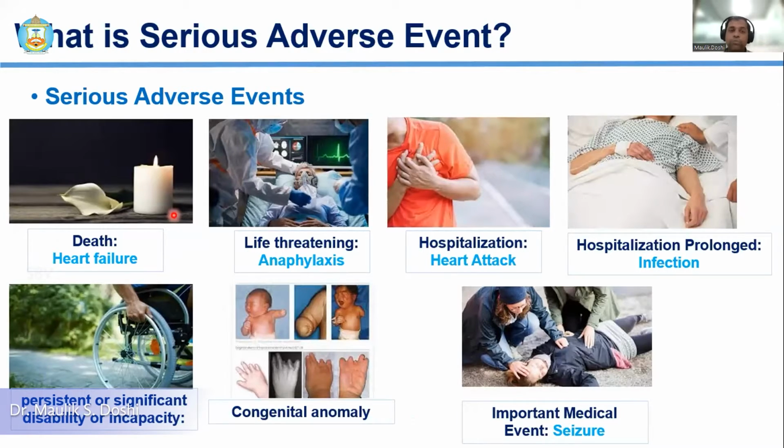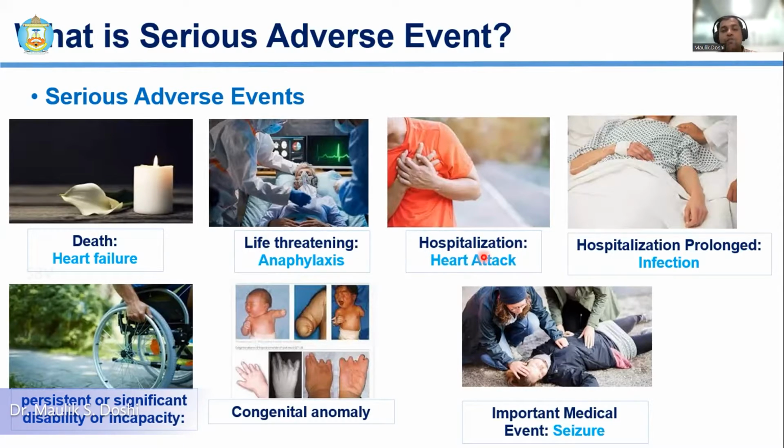Now let's come to the important point, that is serious adverse event. Serious adverse events are those events like, for example, death. If someone is having heart failure and it results in death, it's a serious adverse event. Here, death is an outcome. Death is never an event, it's an outcome of some event. And if there is a life-threatening condition, like if someone develops anaphylaxis, which is life-threatening, this should be considered a serious adverse event.